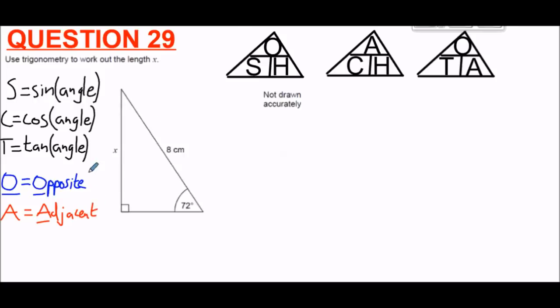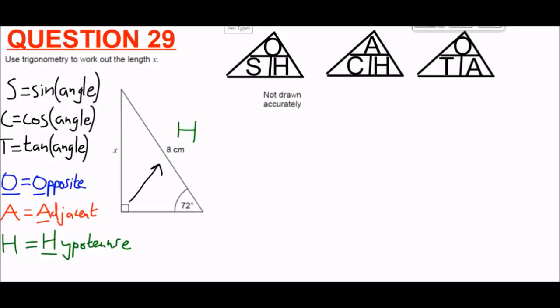And H, just like with Pythagoras, H is your hypotenuse. Hypotenuse is the longest side. What I'd suggest doing for trigonometry is finding your hypotenuse first. The hypotenuse is whatever side is opposite to the right angle, which is this side here, which is 8. And so H is the hypotenuse.